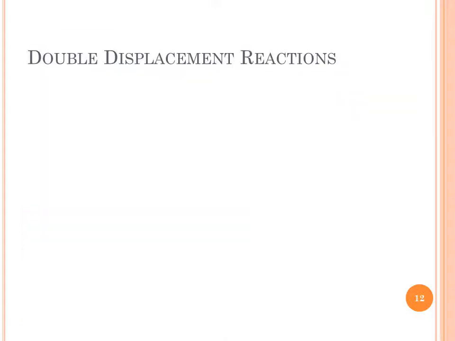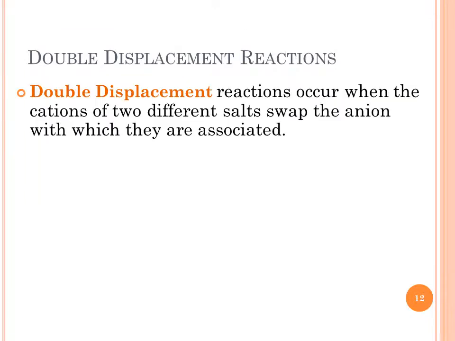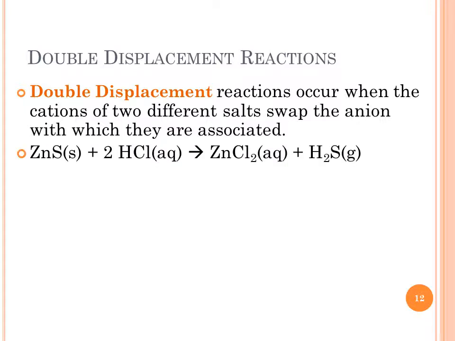Double replacement reactions. Essentially they're just swapping partners. The cation will swap which anion it's associated with. For example, if you react zinc sulfide and HCl, the zinc is going to go with the chloride, the hydrogen is going to go with the sulfide, and so we get zinc chloride and hydrogen sulfide gas.